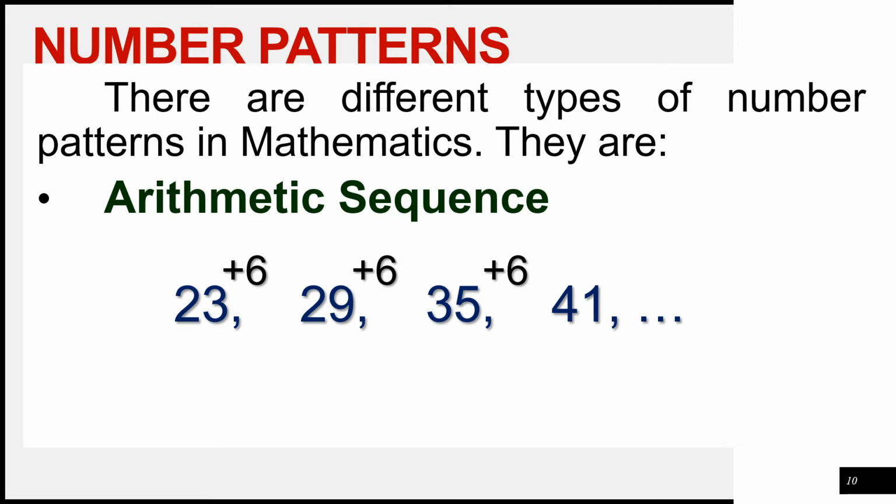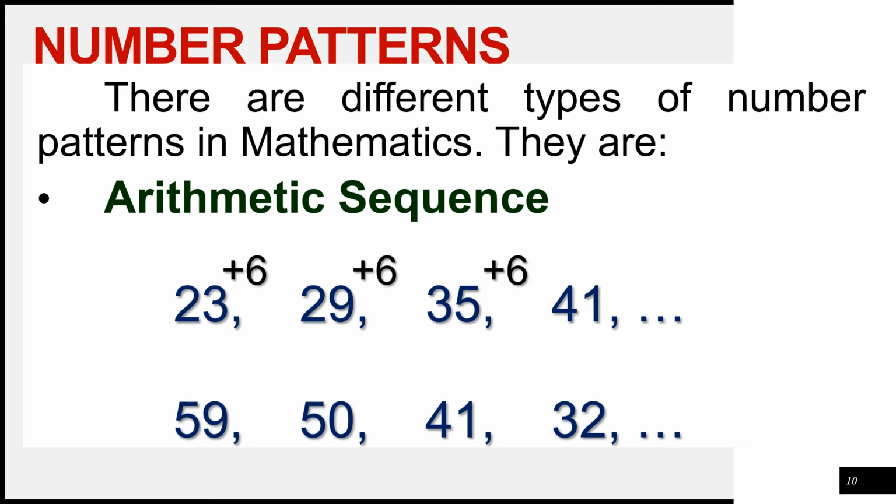Now, in this arithmetic sequence, you will see that the numbers are in increasing order, meaning the number becomes higher as it goes on because the common difference is positive. How about the next example? We have 59, 50, 41, and 32. As you can see, this arithmetic sequence is in decreasing order. Why? It's because the common difference is a negative number. In this case, what number must be subtracted from 59 so that you will get 50?